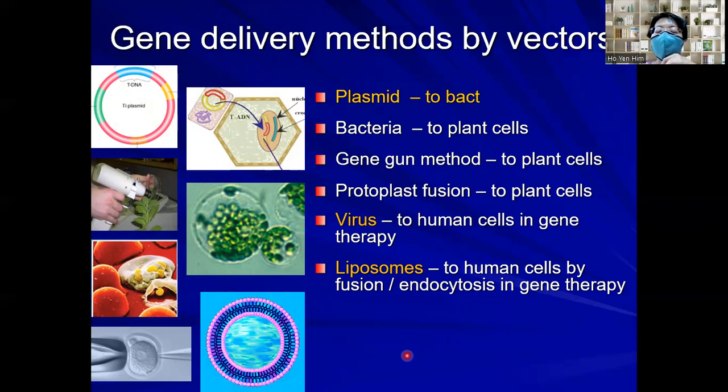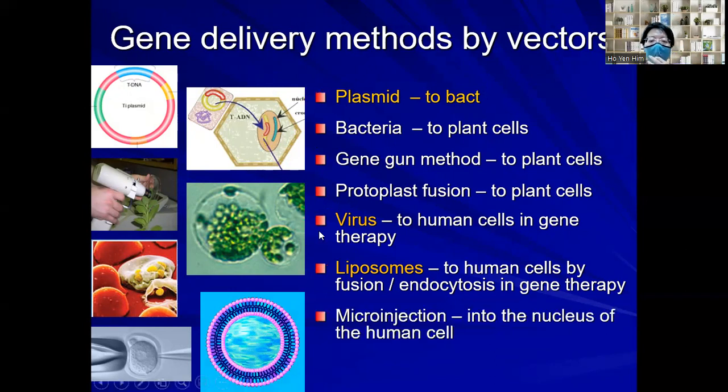So therefore, among all these vectors I mentioned here, 6 of them, there are only 3 that you need to learn in this chapter, which is plasmid, which I've highlighted already, virus, and liposome. So today we only talk about plasmid.